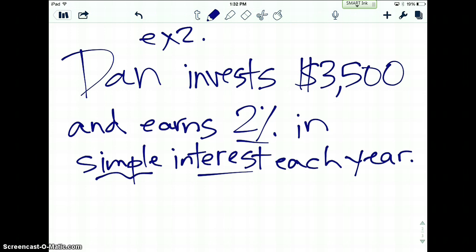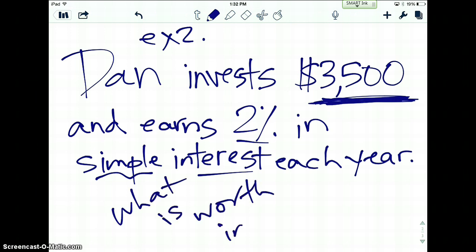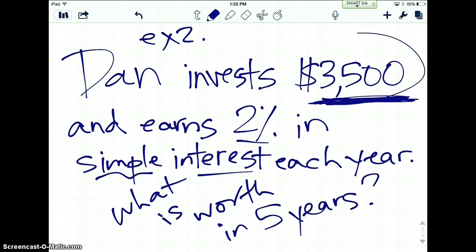Assuming he doesn't make any deposits or withdrawals on this, meaning he does not put more money into his investment, so he keeps it at $3,500, and he doesn't take any money out of this. Okay, so this money is going to just stay that money. How much will his investment be worth in 5 years? I don't know, how much is this going to be? Because it's going to be more than that, but by how much? So let's calculate this thing out.